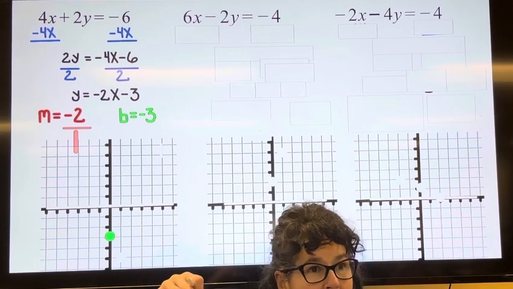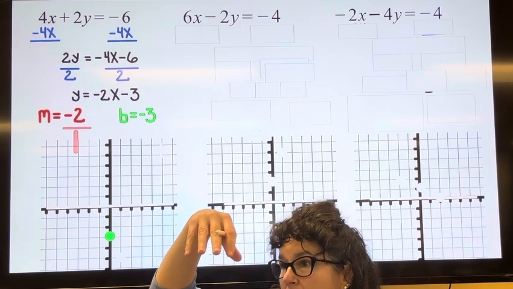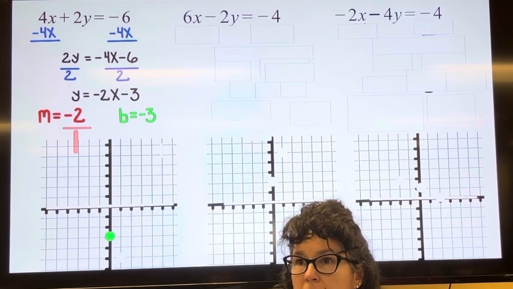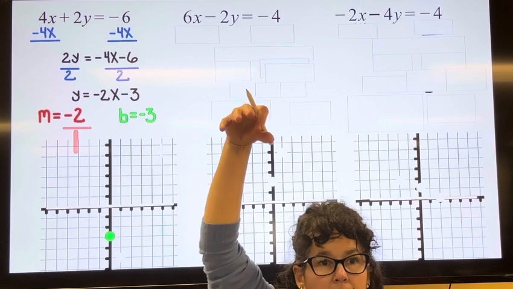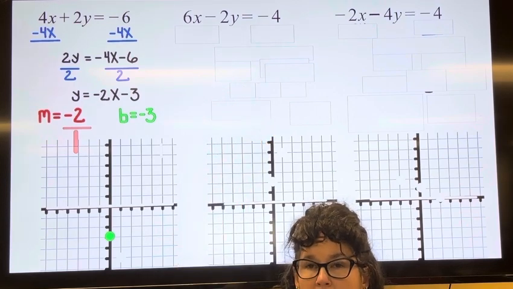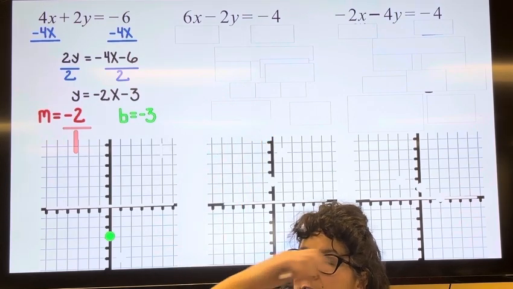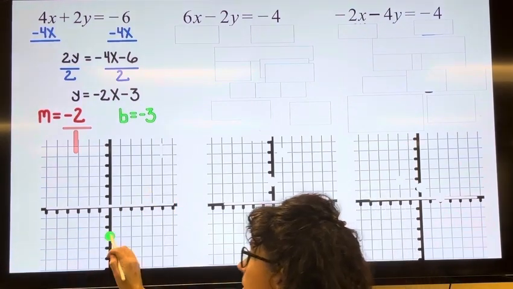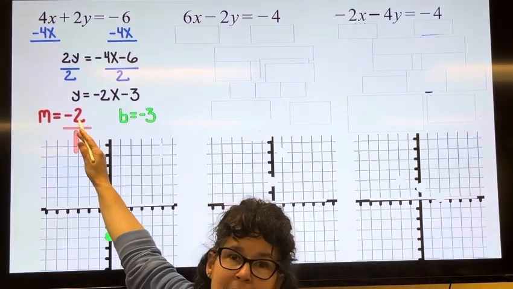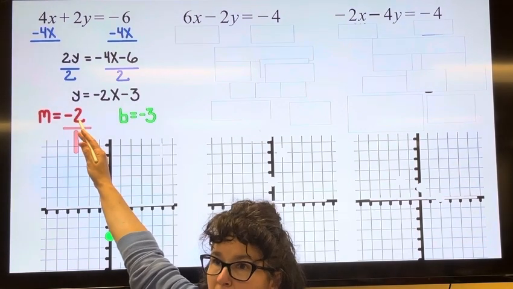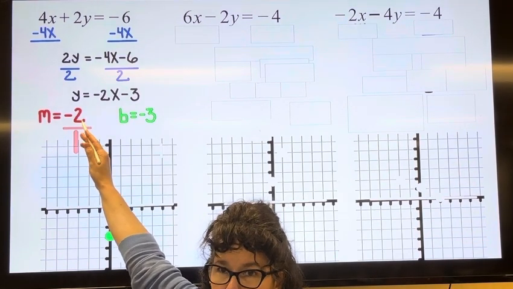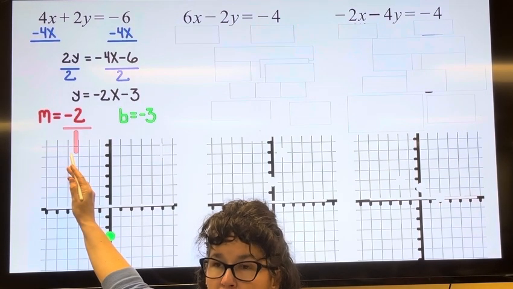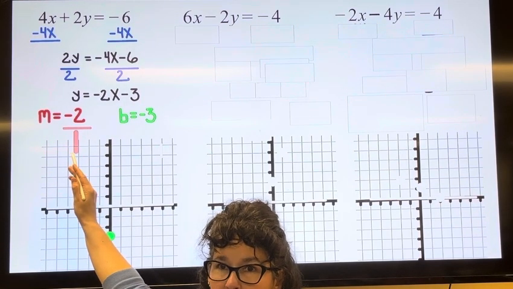Now, when you rise, my options, it's like a helicopter, not an airplane. Rise is going up or down. Positive is up, negative is down. And then running, positive is right, and negative is left. So from this spot, I'm going to rise negative 2. You're thinking helicopter, so that's down 2. Run positive 1. So running is right and left, and positive is right.